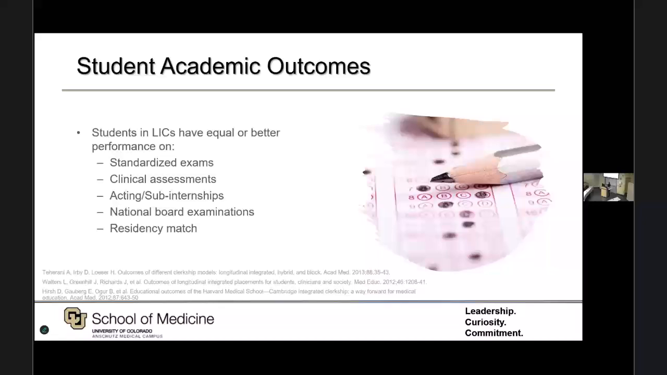And we have the benefit with the advent of LICs of this being its own experiment and being able to compare one class to the next or a few classes before and after. So we have a really nice natural experiment to see how students are doing when schools transition from traditional block model to LIC.